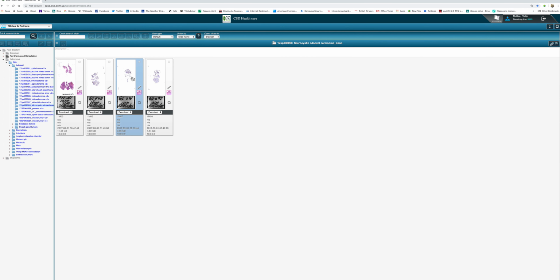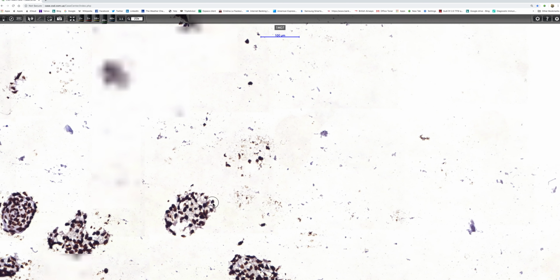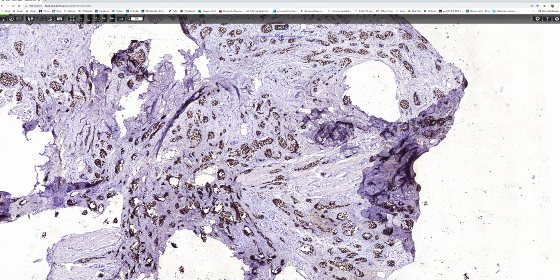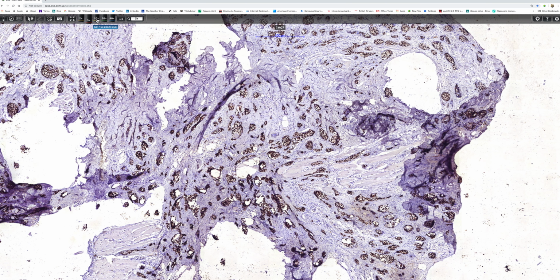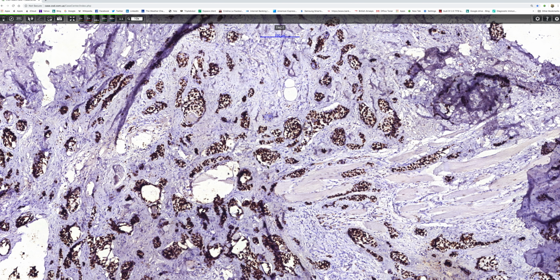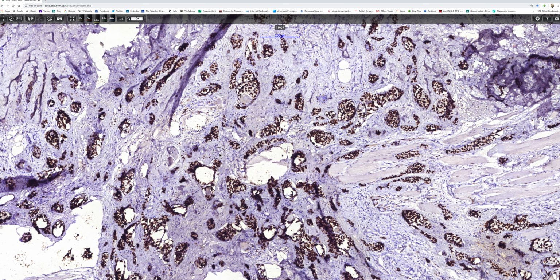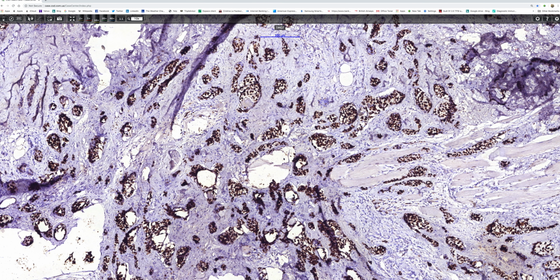and then we have P63, and again, even at this scanning magnification, we can see that it's strikingly positive. I'll go back down to a lower magnification. I've lost the tumor. There we are. Well, you can see it at that magnification. There is very strong positivity, and the immunoprofile of CK5 and P63 fits very nicely with a microcystic adnexal carcinoma.